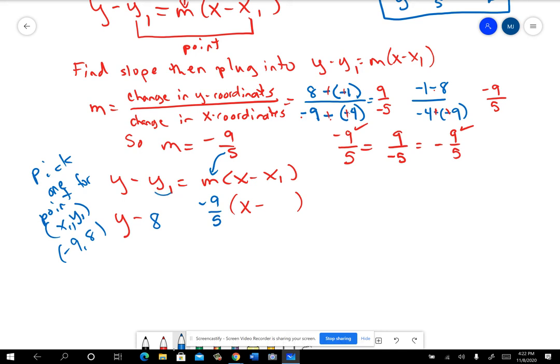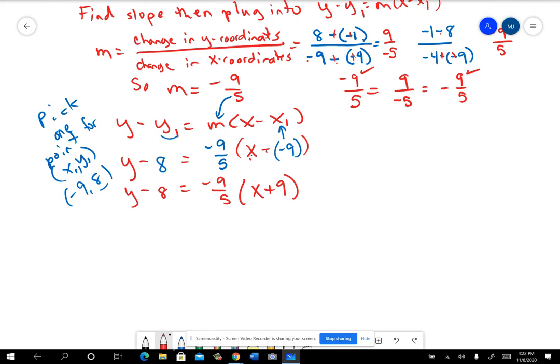You got to put the y coordinate, right? Then x minus -9. -9 goes where x1 was. Okay, so think about that for a minute. Maybe stop the video until that makes sense. Because from here down, I'm just cleaning up the work. So this is y minus 8. This is -9/5, and x minus -9 would be plus 9.